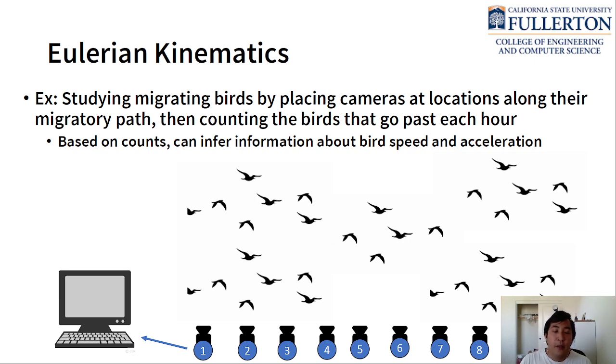That's kind of how we think about Eulerian kinematics. When we look at a fluid flow, we think about what's the velocity of the fluid at this location? What's the acceleration of the fluid at that location? This is the more standard way to do it. But that said, there are applications for Lagrangian. It's just not as commonly used.